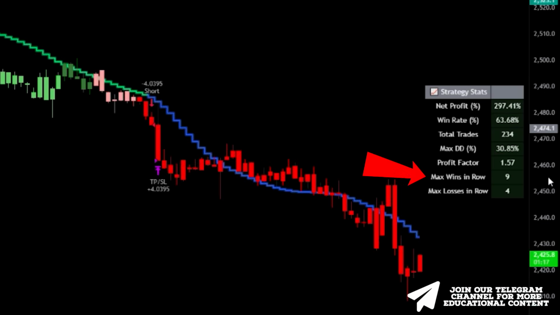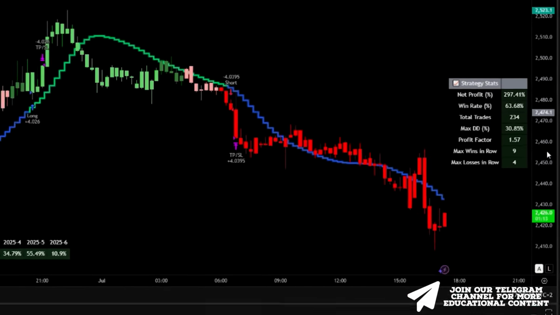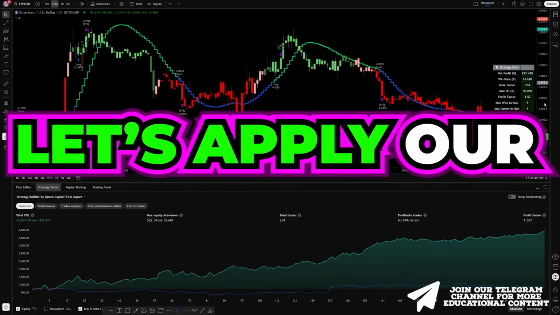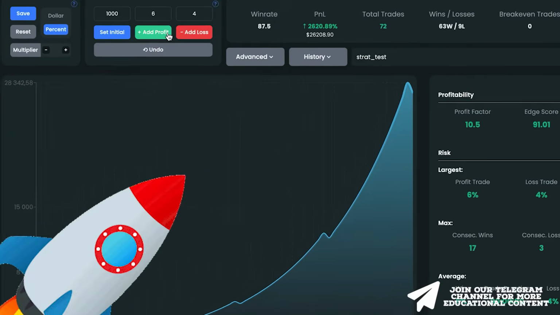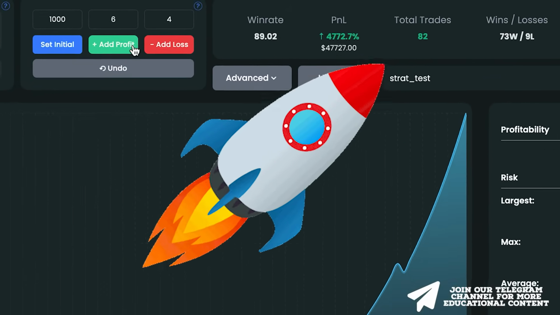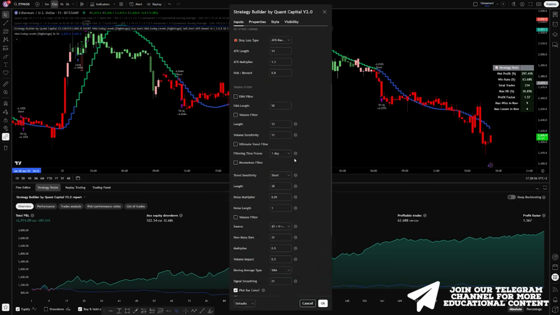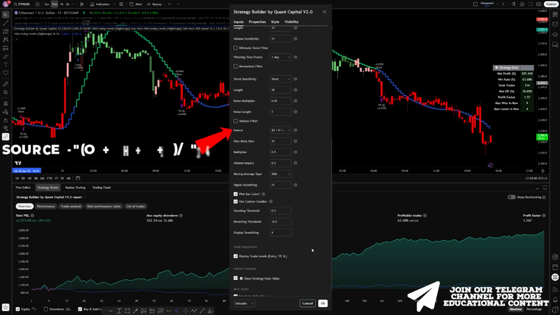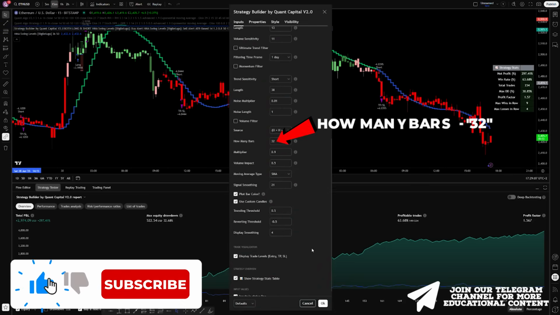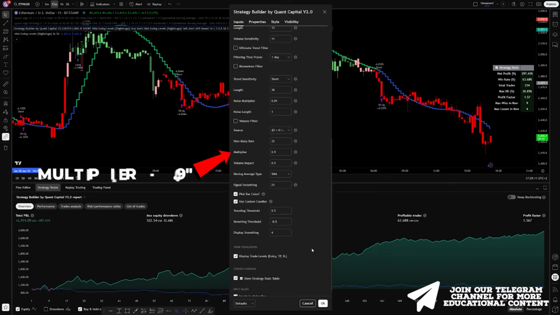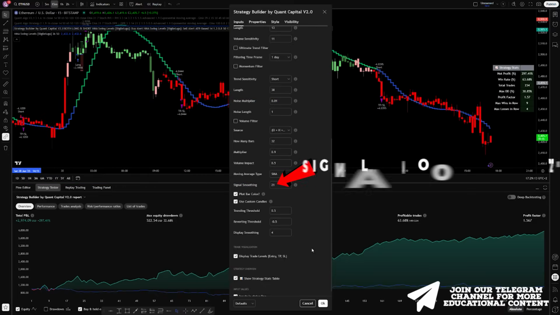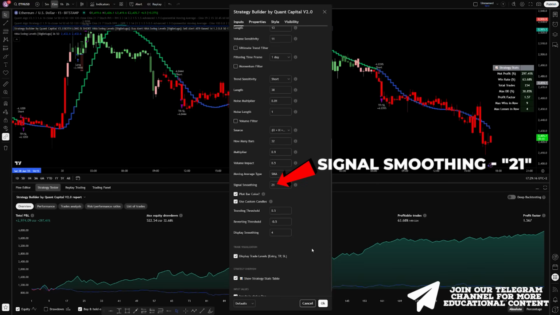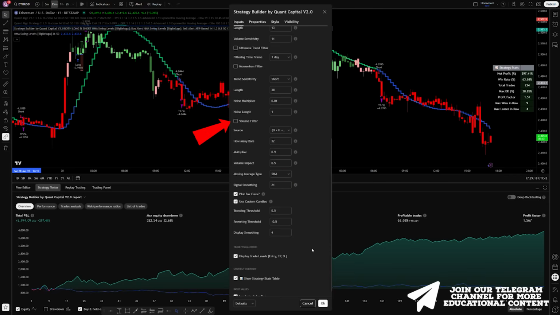Moreover, the strategy produced 9 straight wins, compared to 4 back-to-back losses. For this reason, let's apply our volume-based trading filter to lower the risk and boost other key metrics. Go to the builder settings where our filter is now integrated, update the source accordingly, and set the how many bars parameter to 32. Moving on, change the multiplier to 0.9 and adjust the signal smoothing to 21. Finally, turn it on right here.